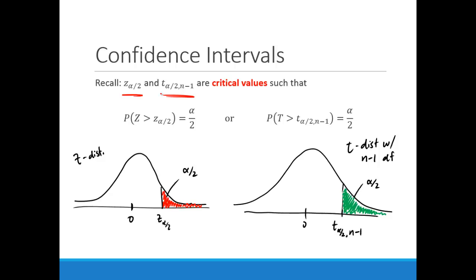Anything there, really. And just remember, for a z sub alpha over 2, that's the number down here on the axis such that the probability of being bigger than that is alpha over 2. And same for the t distribution there. It just depends on the degrees of freedom, which is n minus 1. So just remember, those are critical values. That's our terminology for them, and this is what they mean. We just want to find the number such that there's alpha over 2 probability above that number.